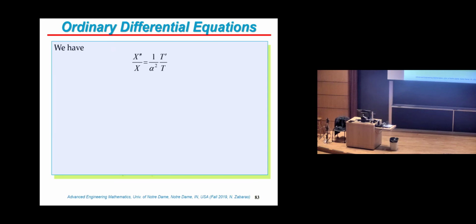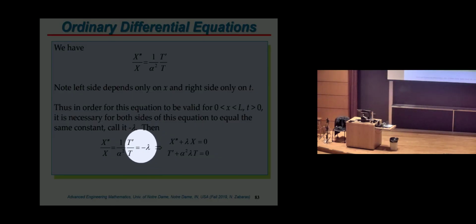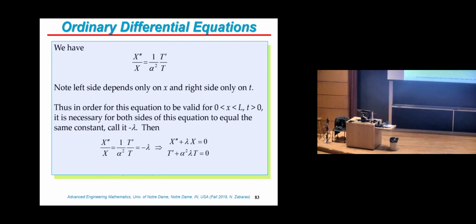So let's call this constant minus lambda. Okay? So the equation for X becomes X double prime plus lambda X equal to 0. The equation for T becomes T prime plus alpha squared lambda T equal to 0.